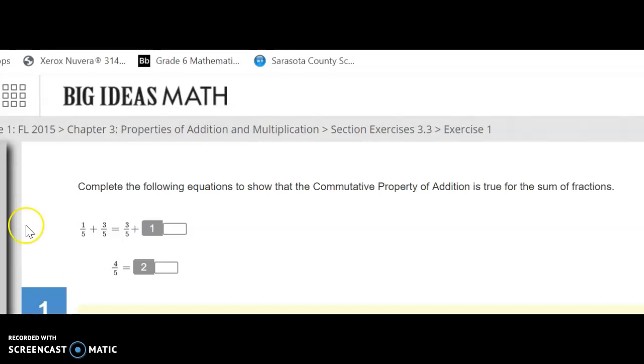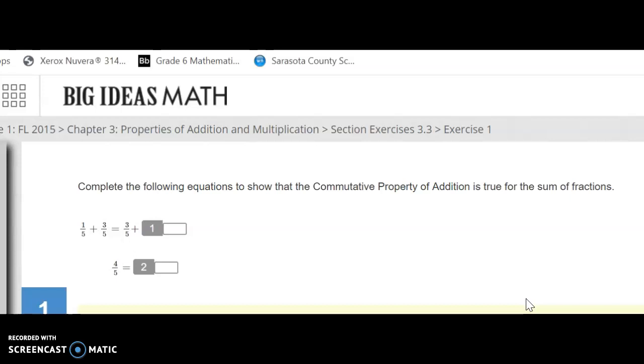Okay, and we're back and we're doing Big Ideas Math. We're on exercises 3.3 and we're on the first exercise. We're going to be talking about the different properties of math. The first property we're going to talk about is the commutative property. The commutative property of addition is true for the sum of fractions.